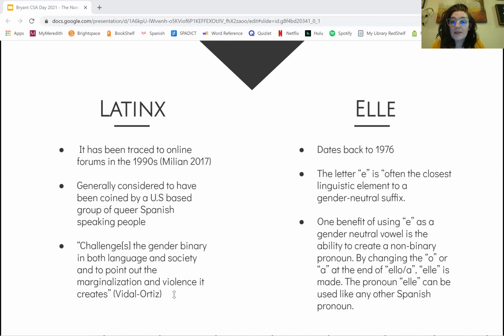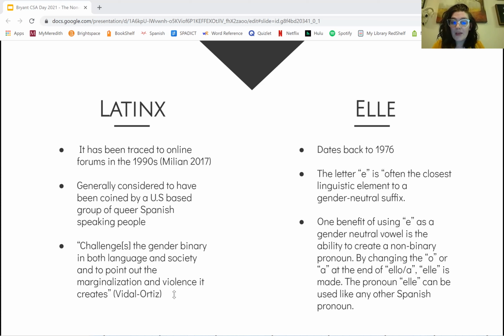Another option is Latine, and the pronoun elle, which dates back to 1976. The letter E is often the closest linguistic element to a gender-neutral suffix. The benefit of using E as a gender-neutral vowel is the ability to create a non-binary pronoun. By changing the O or the A at the end of ello or ella, elle is made. The pronoun elle can be used like any other Spanish pronoun.